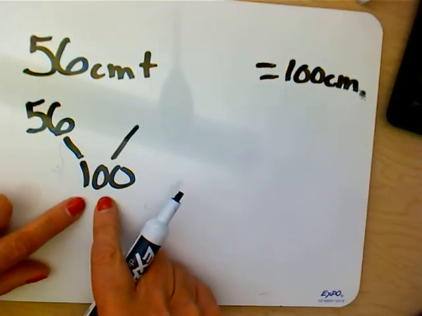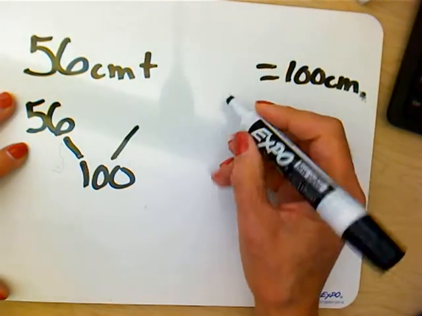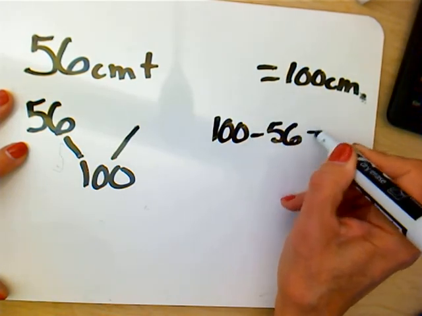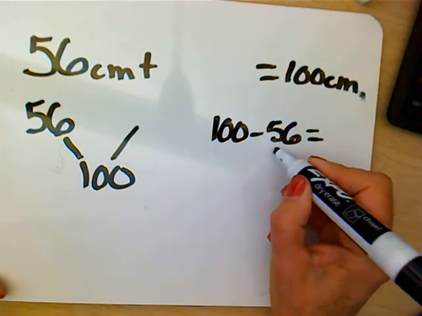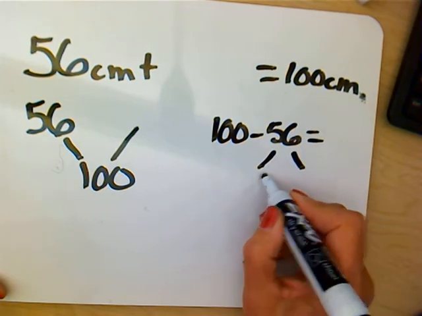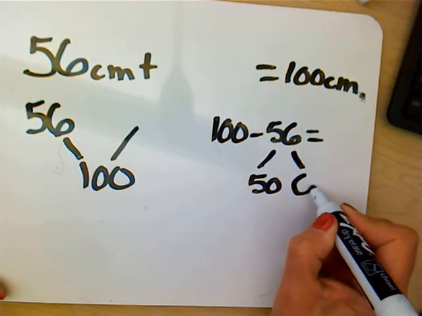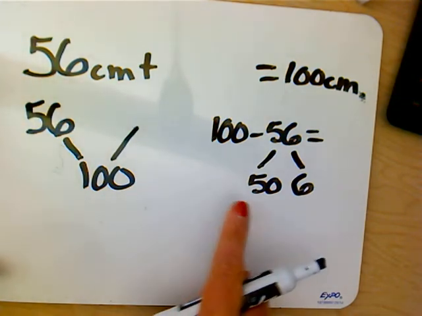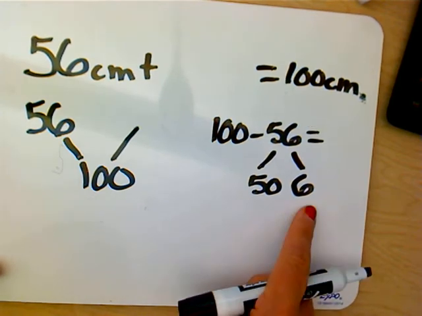So I'm going to start with 100 take away 56. So here's 100 take away 56. That's what we're trying to figure out at this point. I'm going to break this apart into 50 and 6. So I'm breaking 56 apart into 50 and 6.